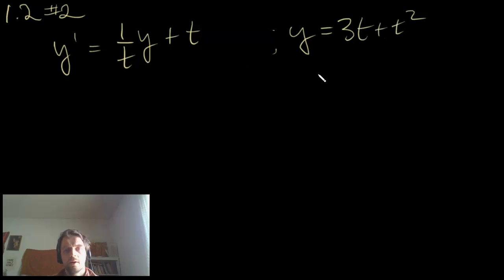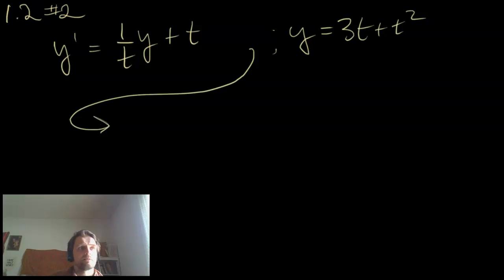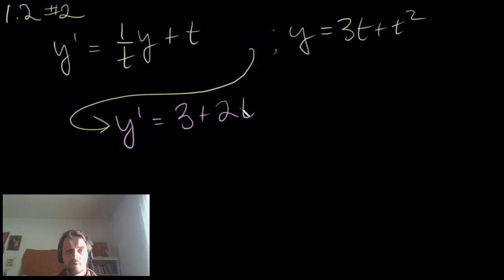So all we need to do for this problem is first to take a derivative of y with respect to t. So we know from the solution we're asked to verify that we can use this to find y prime. So in this case, that would be 3 plus 2t.